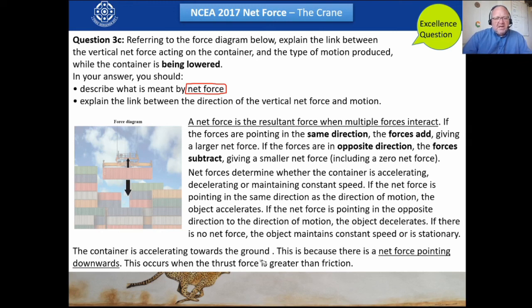The container is accelerating towards the ground with the direction of motion. It should have been in there. This is because the net force is pointing downwards with the direction of motion, and this occurs when, in this case, gravity is greater than friction.